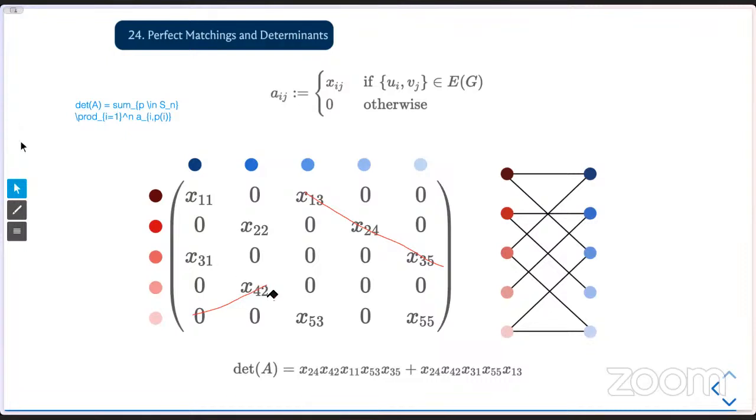But in general, if you had a matrix which was defined in this manner, so the ijth entry is xij if ij is an edge, right? And it's 0 otherwise. How many terms survive in the determinant expansion? Considering what you already know about the permanent, for instance.